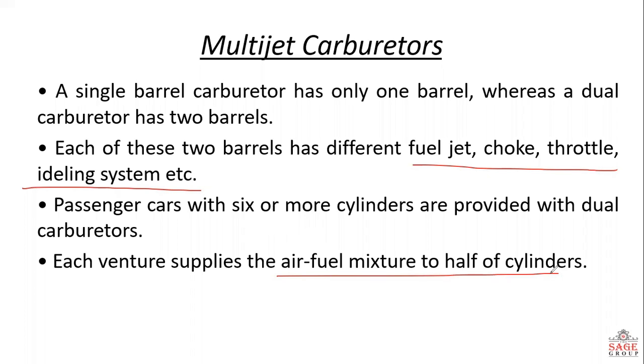Certain advantages of this type are that the dual carburetor supplies a charge of mixture to the cylinders which is uniform in quality. Volumetric efficiency is high in case of dual carburetor. The charge is distributed to each cylinder in a better manner, and the design of this dual carburetor is simple and compact. So these were some of the basic types of carburetor.